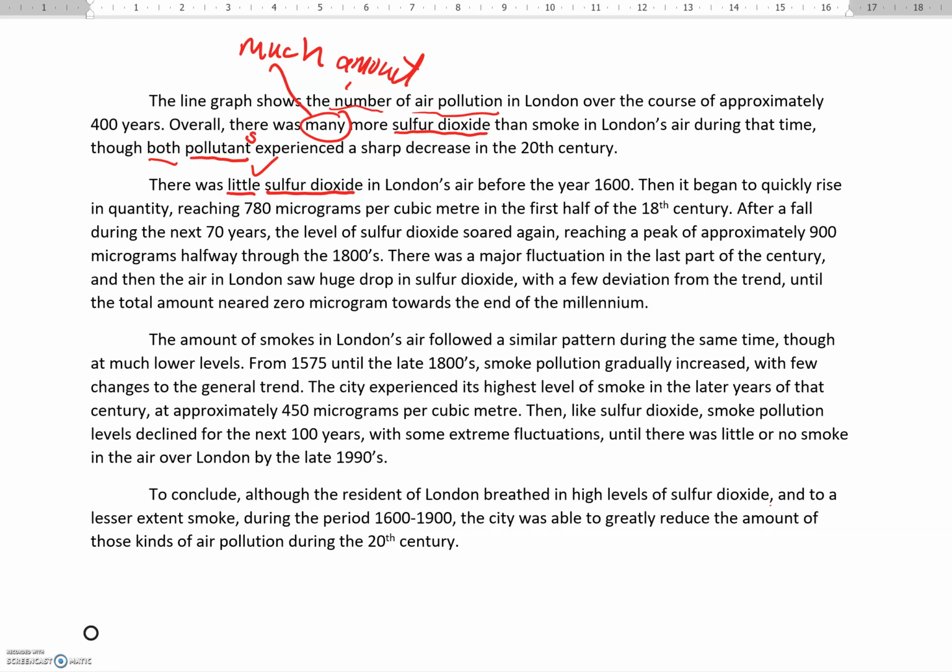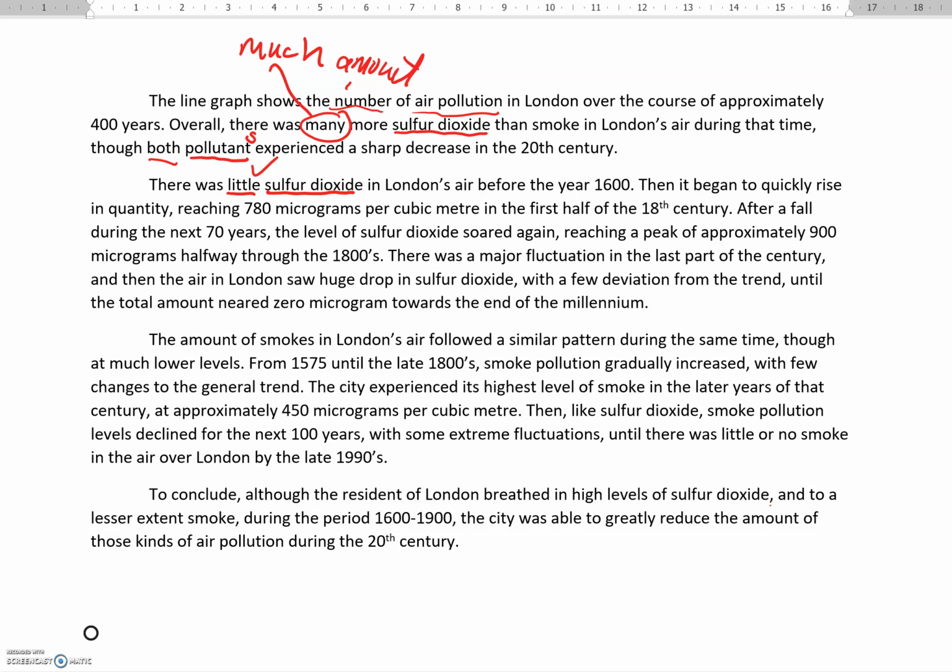Okay. After a fall during the next 70 years, the level of sulfur dioxide soared again, reaching a peak, highest point, of approximately 900 micrograms, halfway through the 1800s. There was a major fluctuation, up and down, motion, in the last part of the century. And then the air in London saw a huge drop.